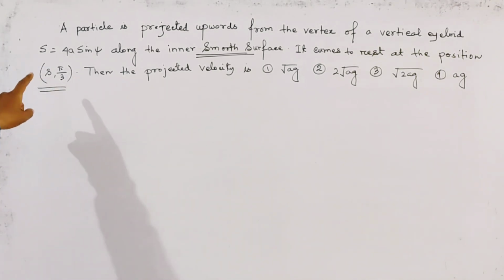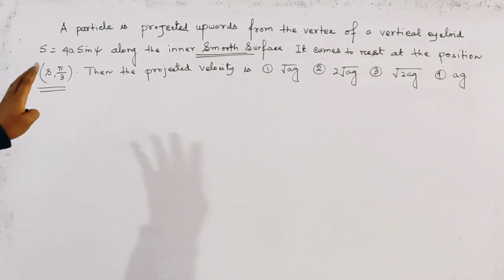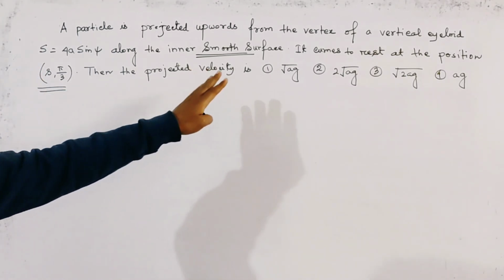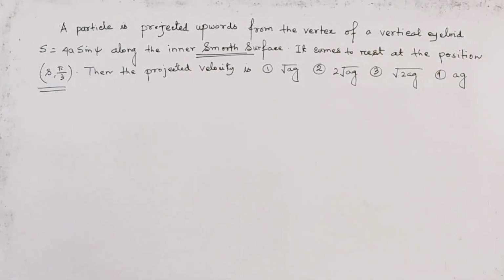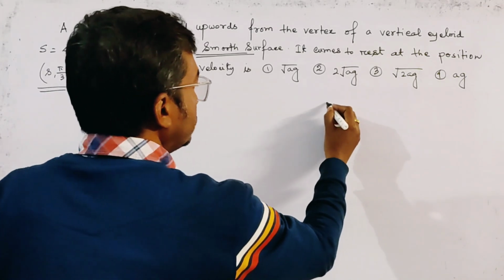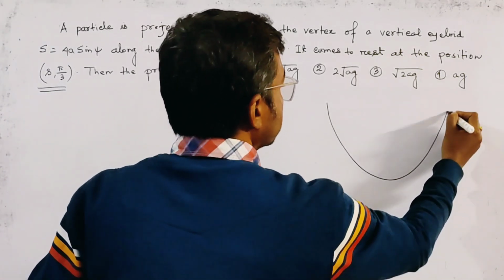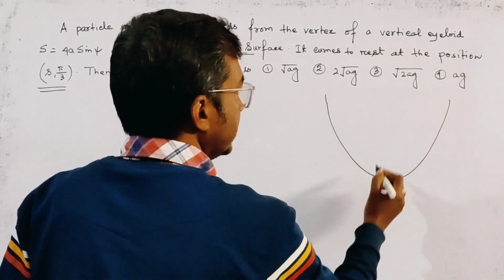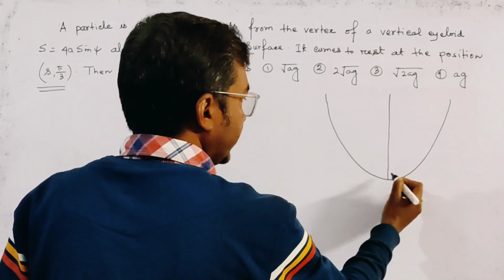This is the intrinsic coordinate (s, psi), and the value of psi is pi by 3. Then the projected velocity is given by one of four options. So we try to draw a rough sketch of the smooth cycloid like this. Let it be the vertex.